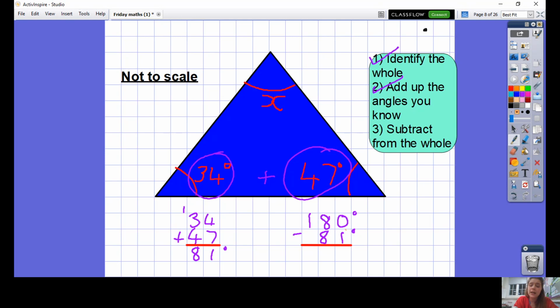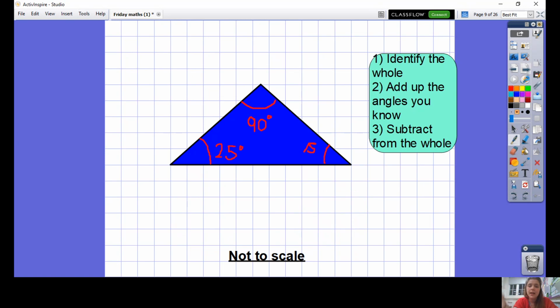Again, at this point, you might decide that it's actually easier to solve this question with a mental method. 180 take away 80 is 100. Now take away 1, and you're left with 99 degrees. Let's have a look at the next question then. Step 1, identify the whole. This is another triangle, so I know my whole has to be 180 degrees.